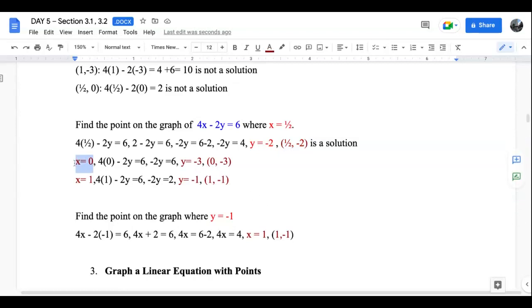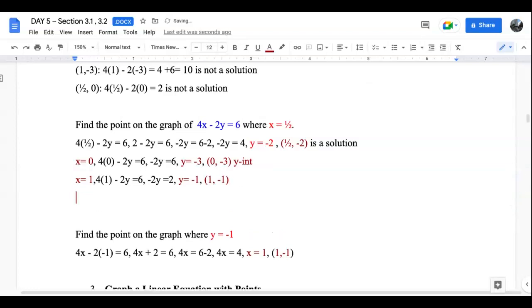Similarly, we could let x be 0. Then 4 times 0 is 0, so we have -2y equals 6, then y equals -3. What is this? The x value is 0 and the y value is -3. So this is the y-intercept. We like to use this point to graph. Or you could let x equal 1 and do the same thing.